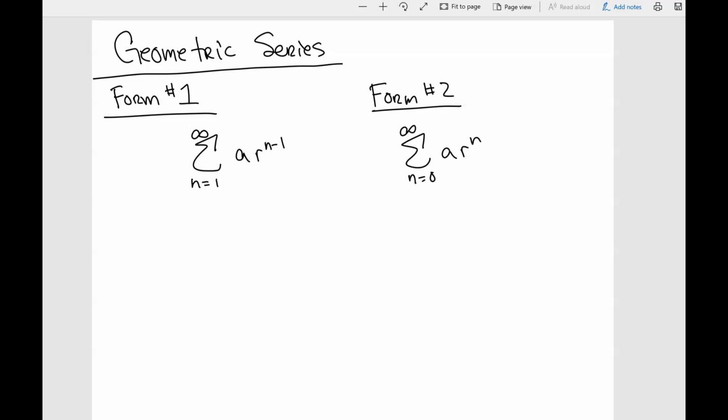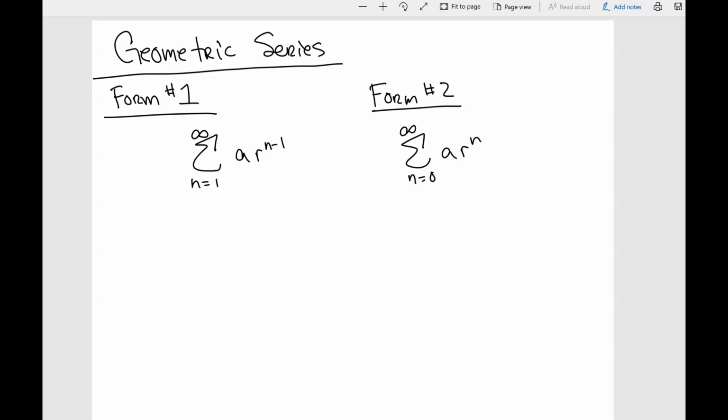Hi everyone. So I wanted to make this quick video to talk about geometric series and very briefly I want to talk about these two different forms that your book uses. So it alludes to one of them, but then the other one it doesn't even talk about. So I kind of wanted to explain these two different forms.